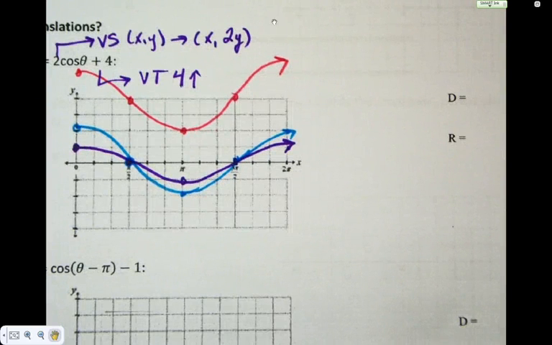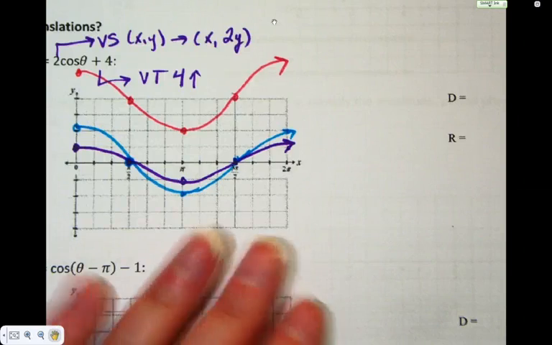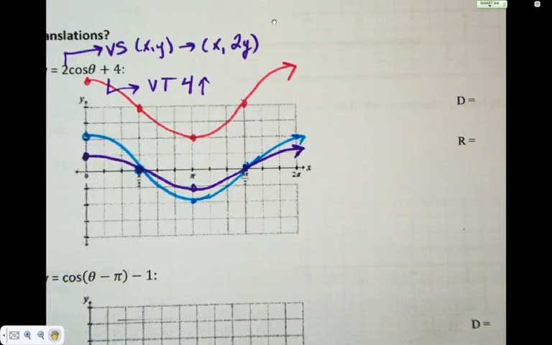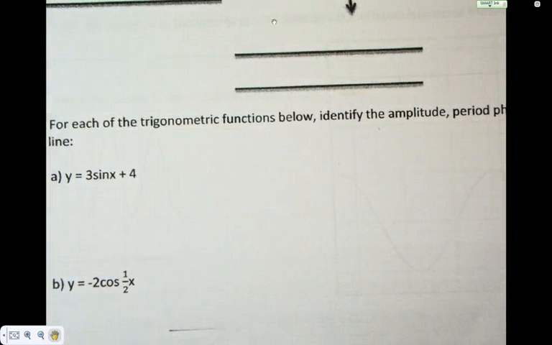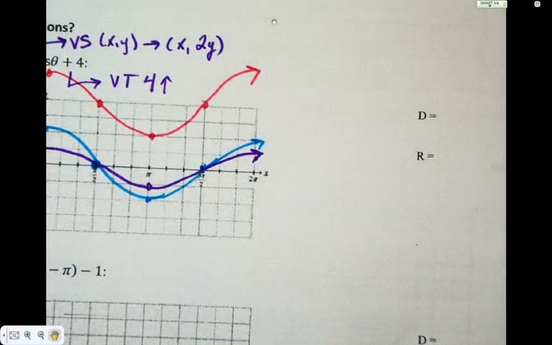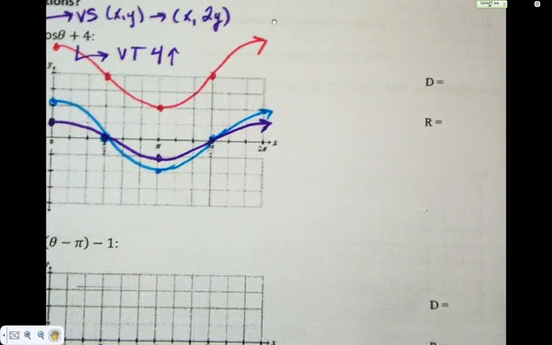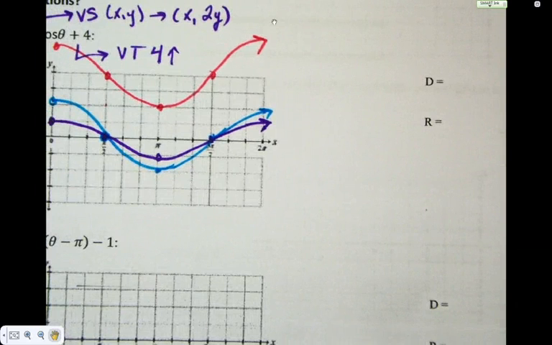Turn and talk about the domain and range. Always have the red one, unless the question says for each one or the original one, but if the question doesn't specify, it's the last.